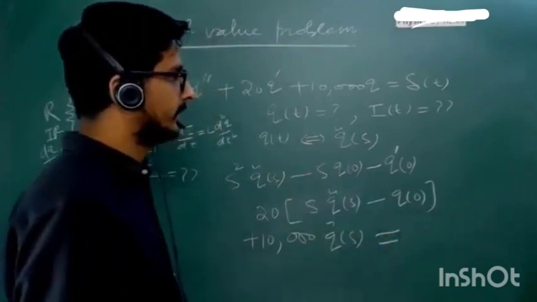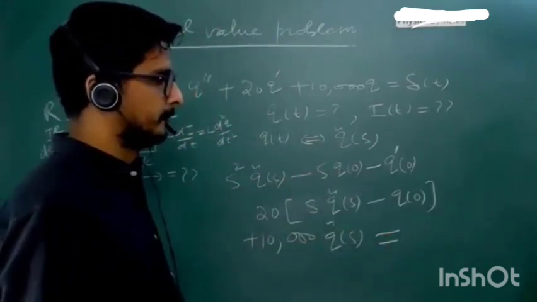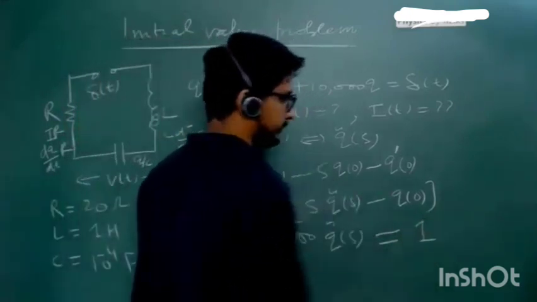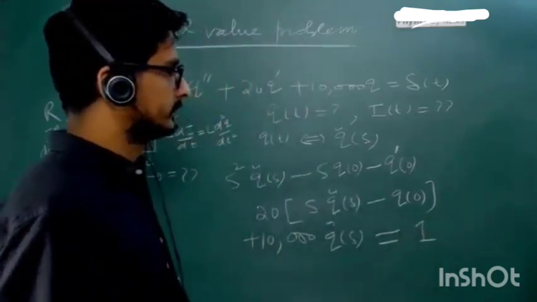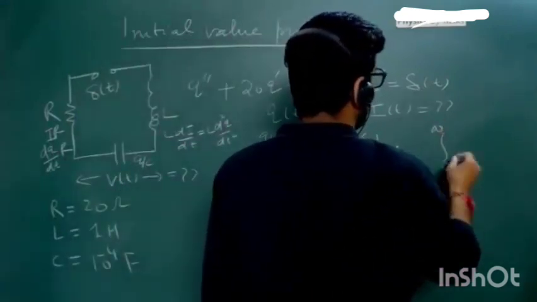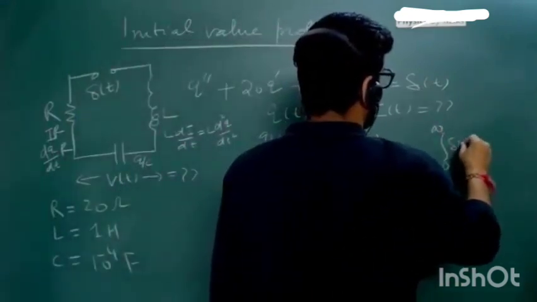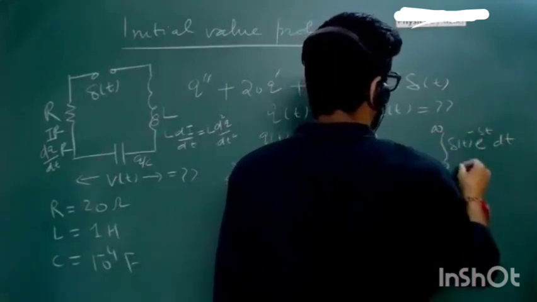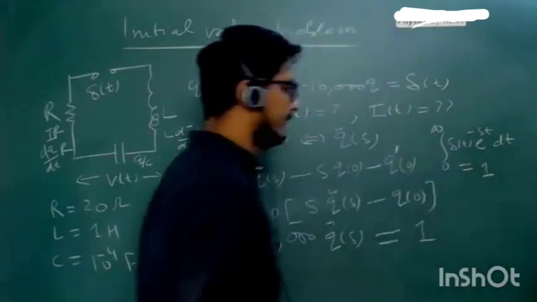What will be the Laplace of that? 1. If you take the Laplace of this, it will become the integral from 0 to infinity of the delta function times e to the power minus st dt, and it will become equal to 1. Correct?